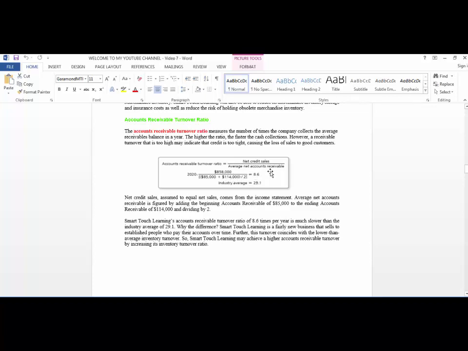So what does it show? It shows that Smart Touch Learning collects its accounts receivable 8.6 times per year, which is very much lower than the industry average.